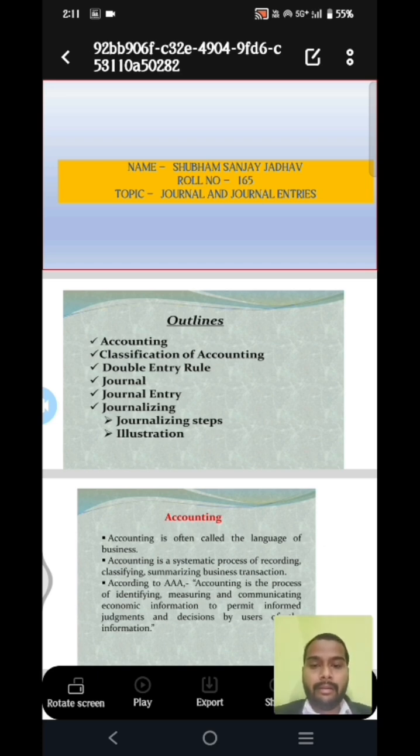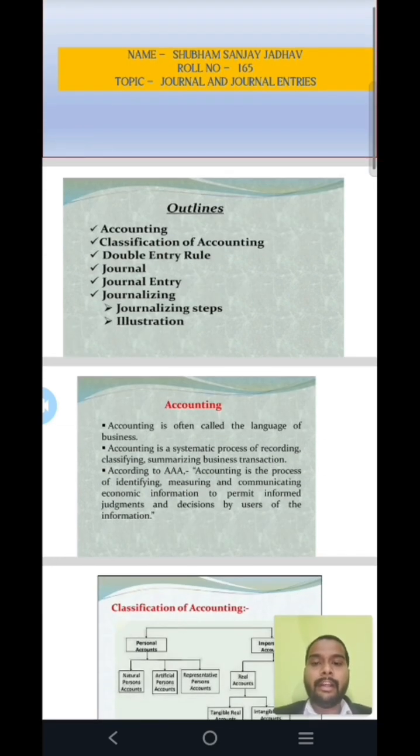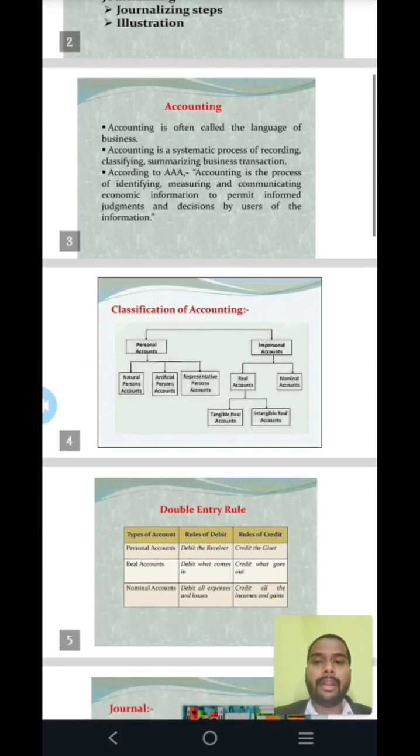The outline of the journal entry topic to be covered: accounting, classification of accounts, journal entry, journalizing steps, and illustrations. Accounting is often called the language of a business. It is a systematic process of recording and summarizing business transactions.